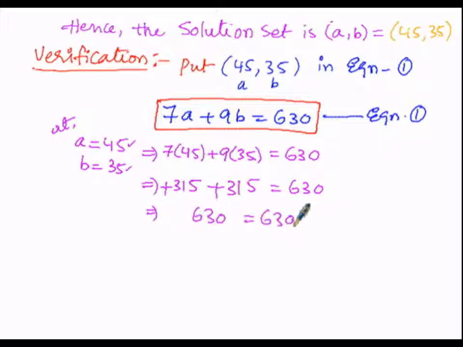This condition is true because 630 is on the LHS and 630 is on the RHS, both are equal, so the condition is true. So here, hence it is verified.